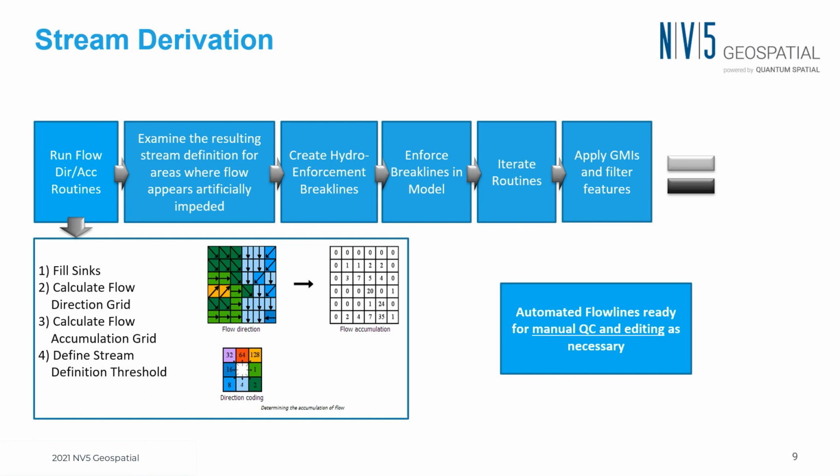But at this point, we now have automated flow lines that are ready for a full manual QC, and editing is necessary. There are other approaches to tackle this. We have not found them to yield sufficient accuracy and topological agreement to meet the USGS standard, but it is a big area of research right now.